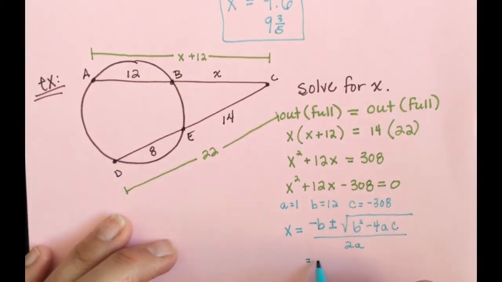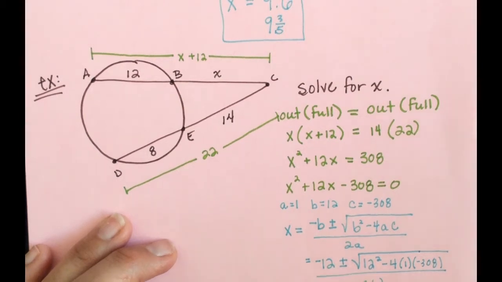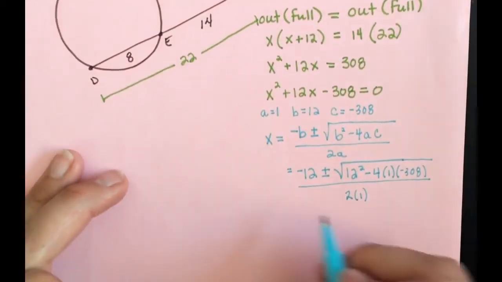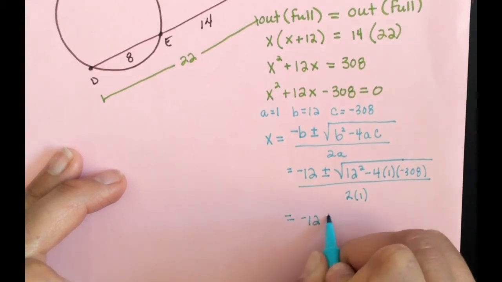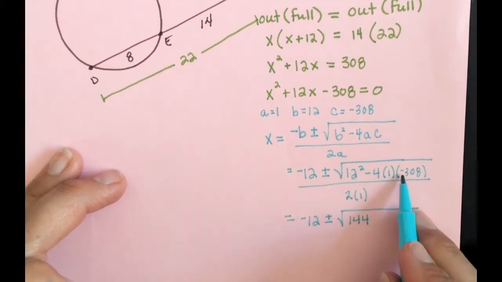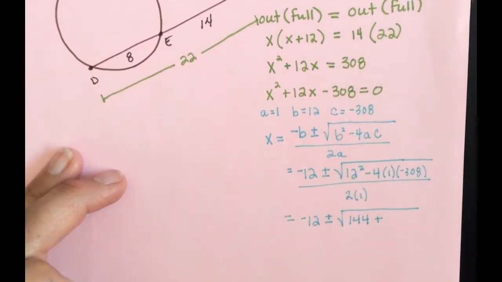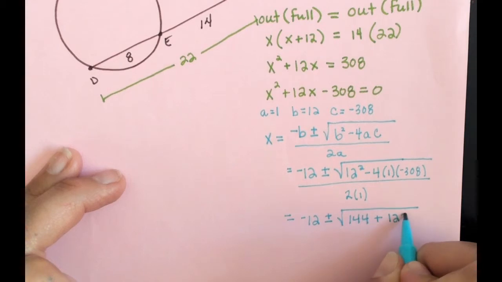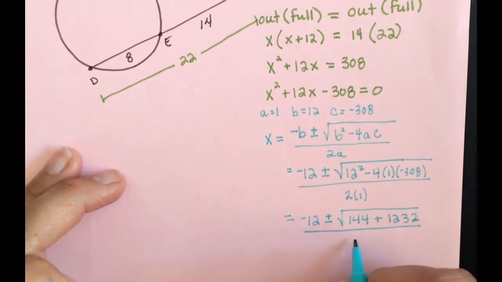So we're going to plug in negative 12 plus or minus the square root of 12 squared minus 4 times 1 times negative 308 all over 2 times 1. So we have negative 12 plus or minus the square root of 144. Now a negative times a negative is a positive. 4 times 1 times 308 is going to be 1232, all divided by 2.